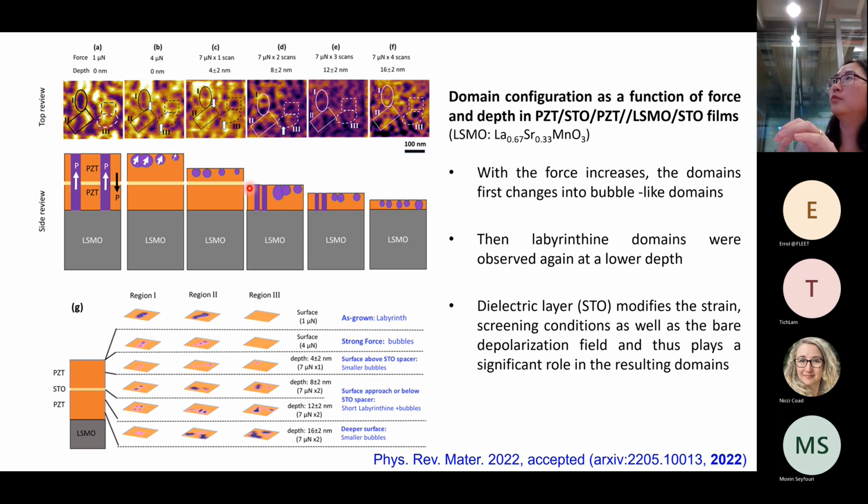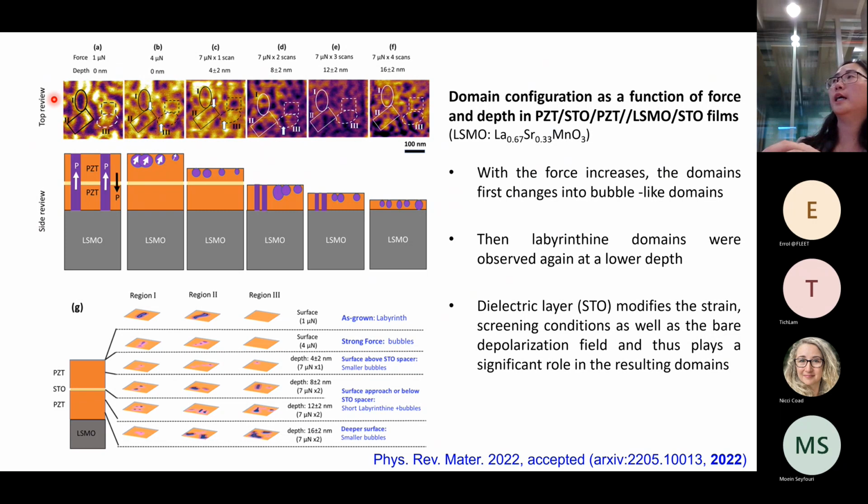Then at some point when we remove the STO layer, we can see it goes back, because the STO layer also introduced depolarization field, so the electrical boundary conditions have a sudden change. But when we keep reducing the thickness, the domains start to break and shrink into nanoscale domains again. So this matches what we found in the theory, that with decreased thickness and under stress, the domains change from these membranes to these nanoscale bubble domains.